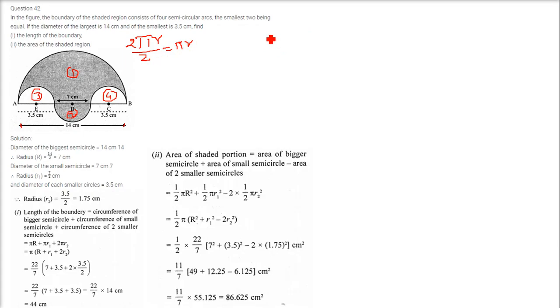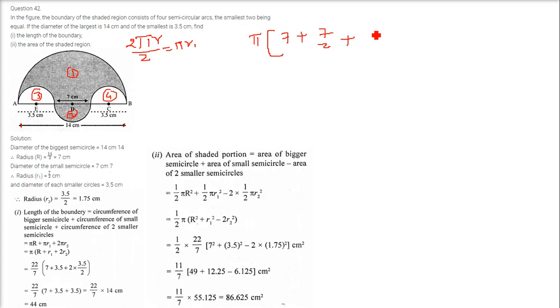So we have to take pi outside and take r1, that is the radius of this one, which is 14 by 2. So 7 plus, I am taking pi r1 plus pi r2 like this. So I am taking pi out. The r is for the first one. Let us come to the second one. The 7 is the diameter, so radius will be 7 by 2. Then coming to this one, this is 3.5. What is the radius?